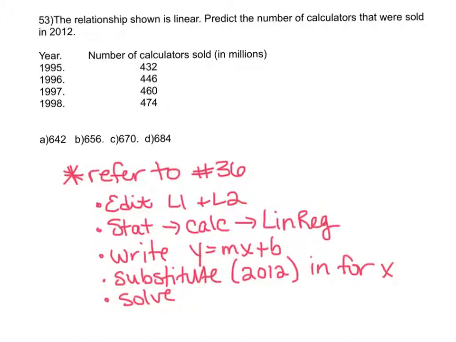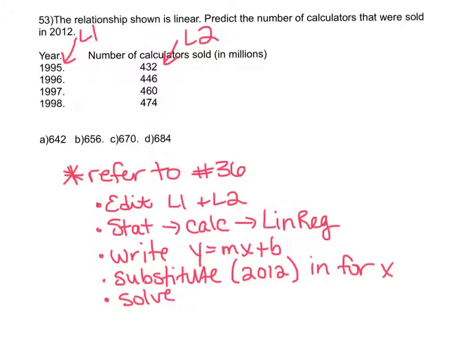In number 53, it's going to be beneficial for you to maybe take a look back at number 36. If you don't want to, I'll briefly go over the process in order to get the equation of the line. What you need to do is go into your stat button on your graphing calculator and edit your lists. You're going to put the years into your L1, and then you're going to put the number of calculators in your L2.